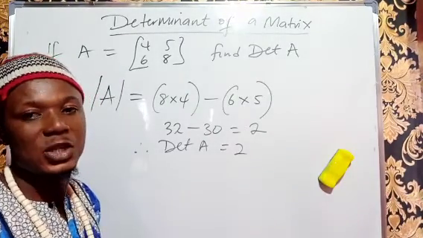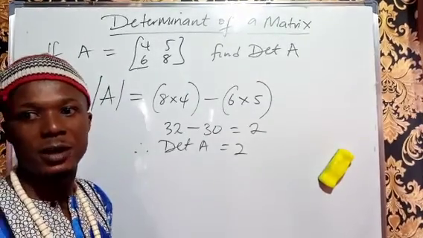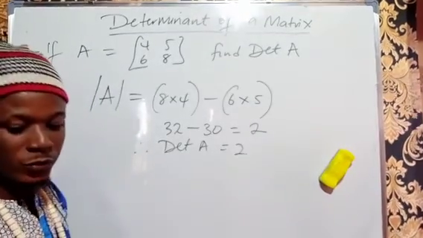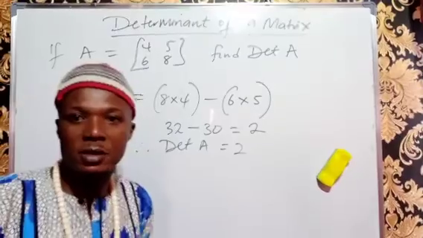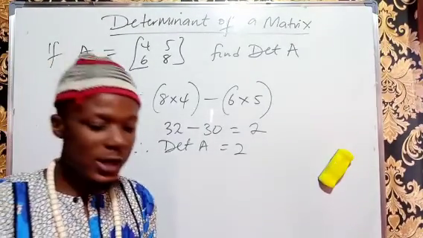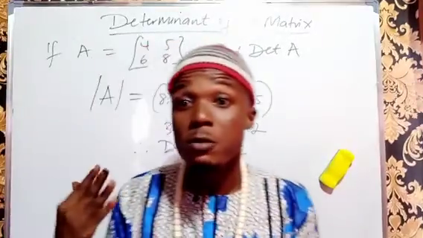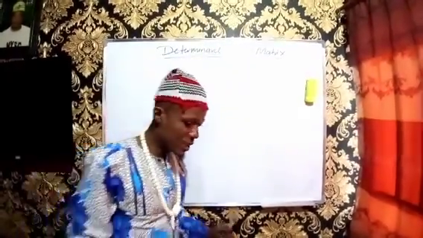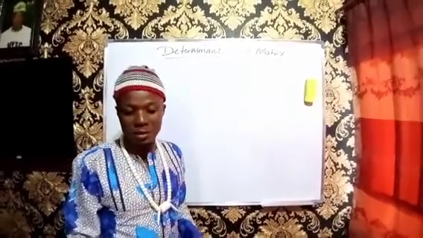So they can still ask you to get determinant of a 3 by 3 matrix. That is where we have more work to do. So to get the determinant of a 3 by 3 matrix, you have to do something to that matrix to get a 2 by 2 matrix. Okay, now we want to discuss the determinant of a 3 by 3 matrix.